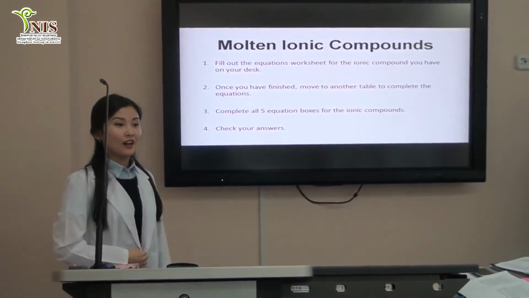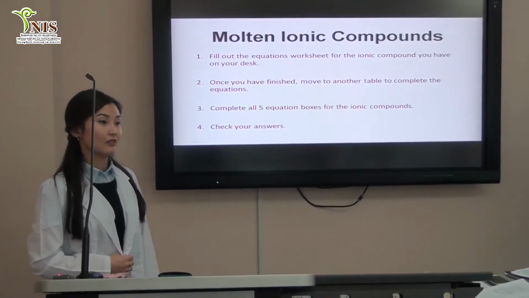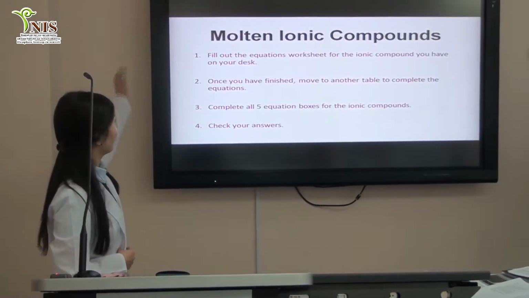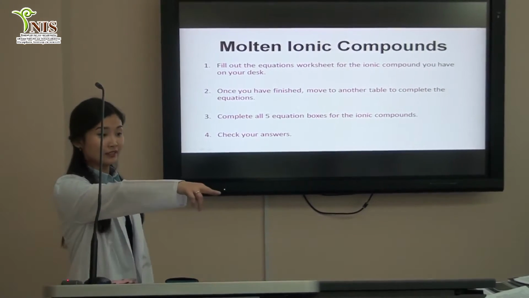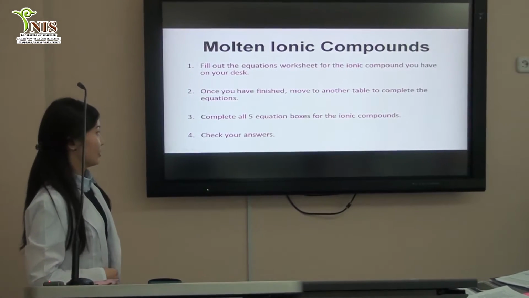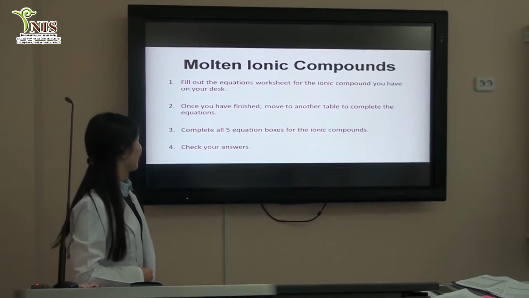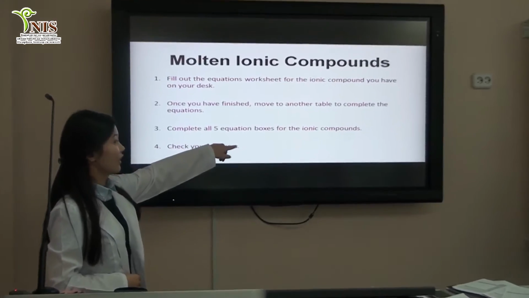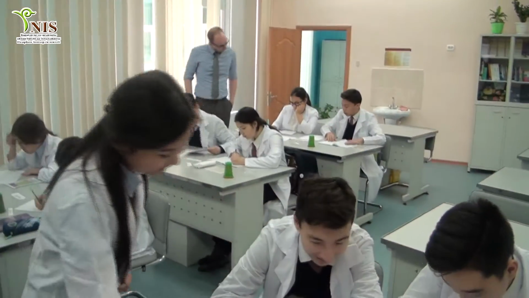Okay. The next task: you should write the electrolysis of molten ionic compounds. So first, fill out the equation worksheet for the ionic compound you have on your desk. Once you have finished, move to another table to complete equations. Complete all 5 equation boxes for ionic compounds, and after, you should check your answer.